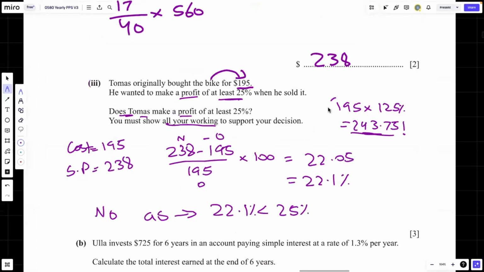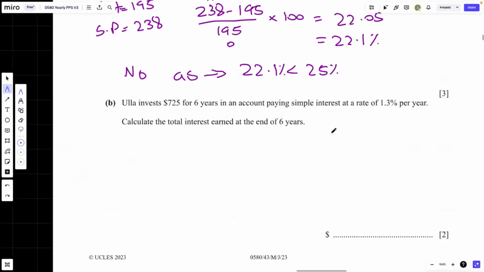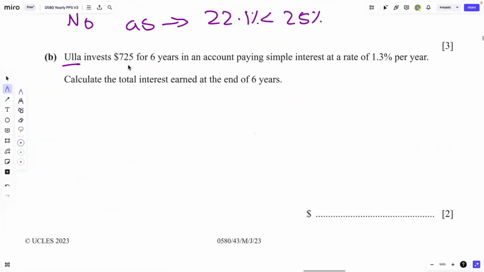This is just for explanation purpose, it is not actually required in the answer working. Pula invests $725 for 6 years in an account paying simple interest. So that's the first thing we need to account for: we have simple interest in the question, at a rate of 1.3%. Calculate the total interest earned at the end of 6 years.